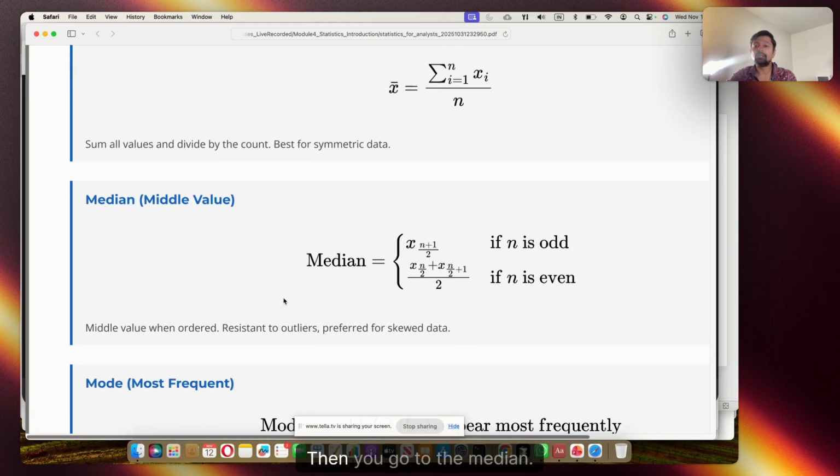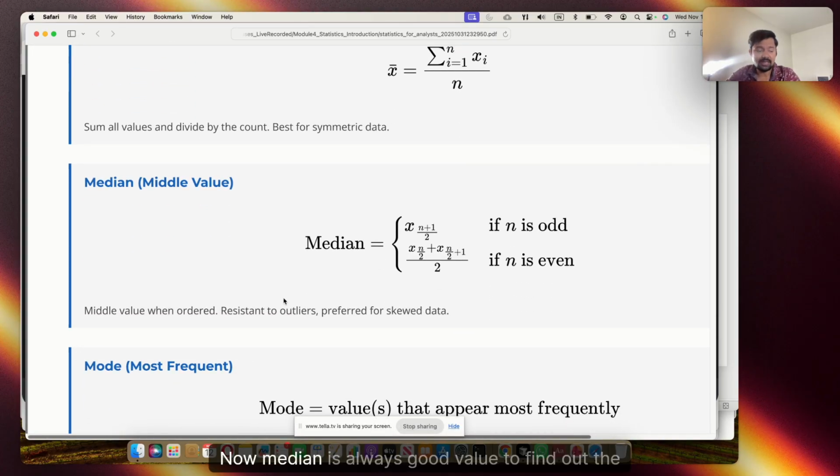Then you go to the median. The median is always a good value to find the center when you are not working with symmetric data. You have outliers, you have skewed data. It is the middle value when ordered, it is resistant to outliers, and it is preferred for skewed data. You can use the median if n is odd or if n is even. If n is odd, you simply use the value at position (n plus 1) divided by 2. If n is even, you use the formula below.